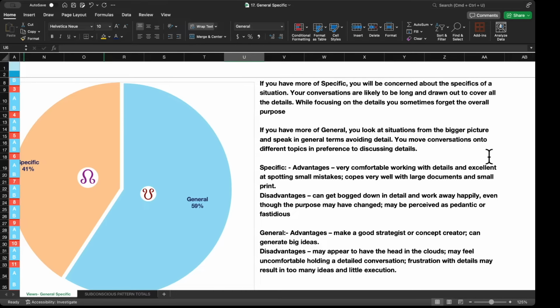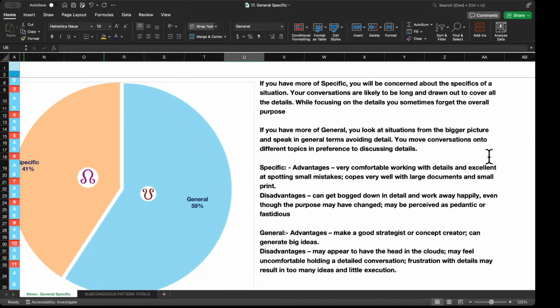Specific advantages are they are very comfortable working in details and excellent at spotting small mistakes, like QA, QC people, for example, quality control. Like engineers, for example, like the information technology code writers, for example. They need to see each and every line of the code. Now, of course, artificial intelligence will do it for you, but nevertheless.